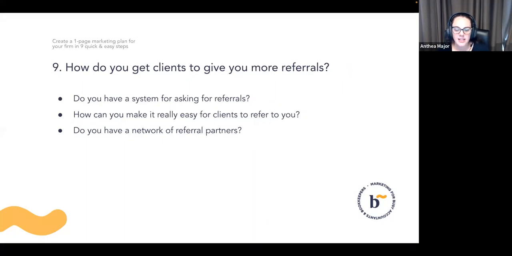And then the last stage is about how you get clients to give you more referrals. So I just want to again use the chat to let me know, do you have a system for getting referrals at the moment? Do you routinely ask people for them, by email, and so on? We've got yes, no, a bit of a mixture coming in, or is referral something that just comes in ad hoc for you?